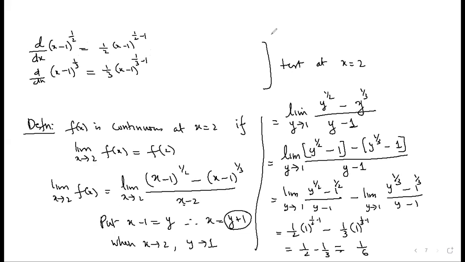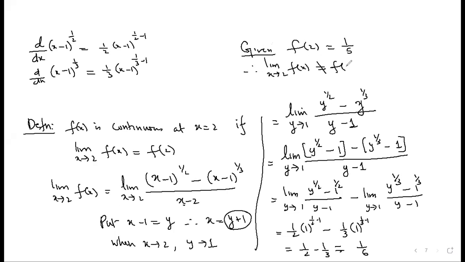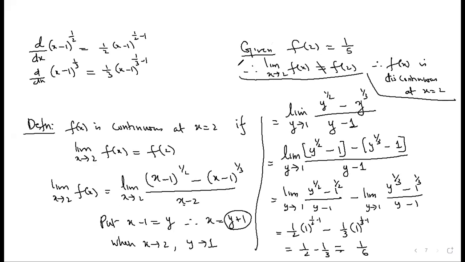Now f of 2 is given. What is the value of f of 2? 1 by 5, no? 1 by 5. Yeah. Therefore, limit x tending to 2 f of x is not equal to f of 2. Therefore, f of x is discontinuous at x equal to 2.